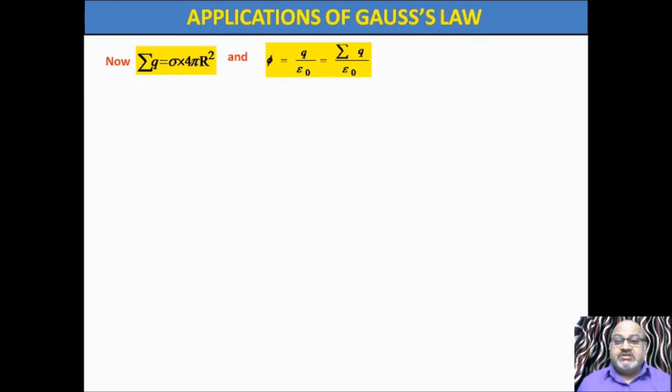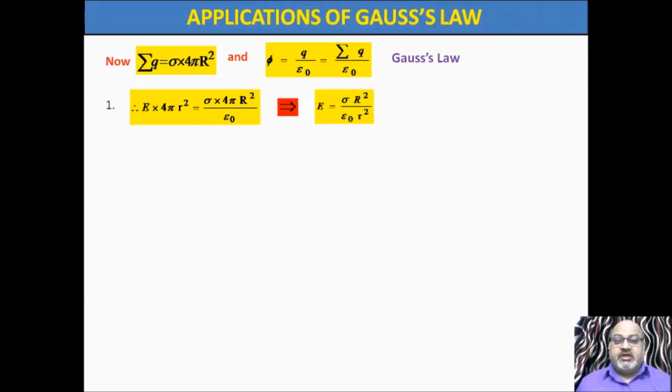And we know this is the Gauss law. Phi is equal to q by epsilon naught, or you can say summation q divided by epsilon naught. Now we have the value of both summation q and phi. Let us apply Gauss law. In the first case, phi is equal to E into 4 pi r square, equal to sigma 4 pi capital R square by epsilon naught. We solve and we get E is equal to sigma capital R square divided by epsilon naught small r square.